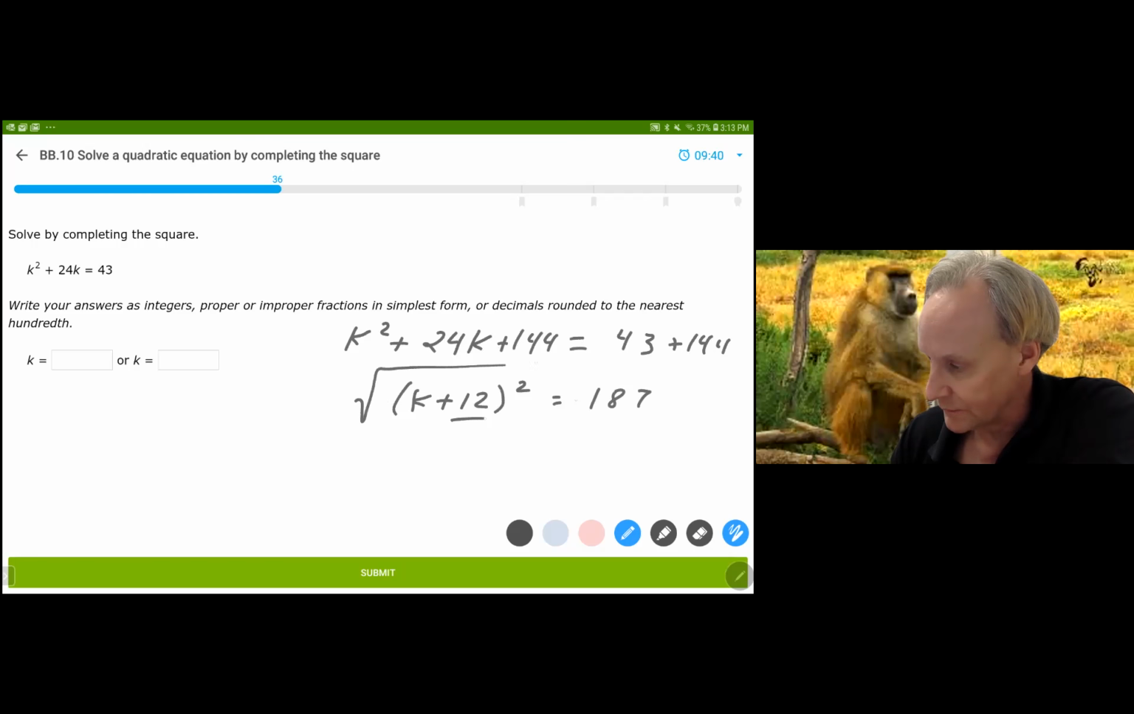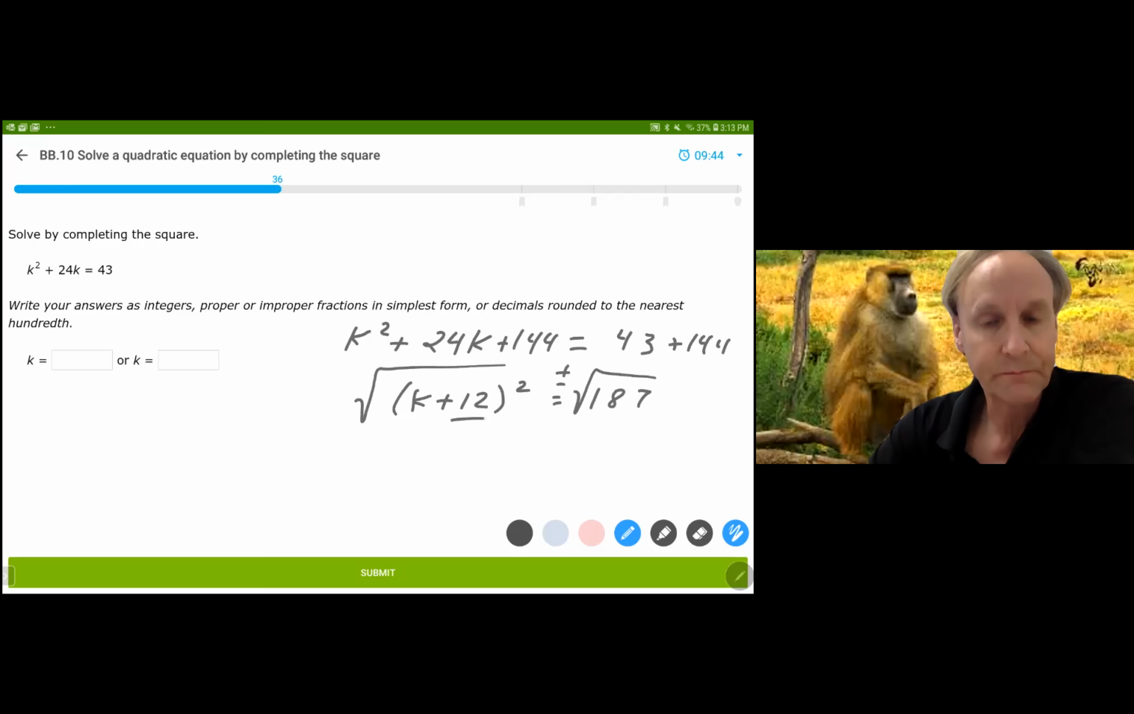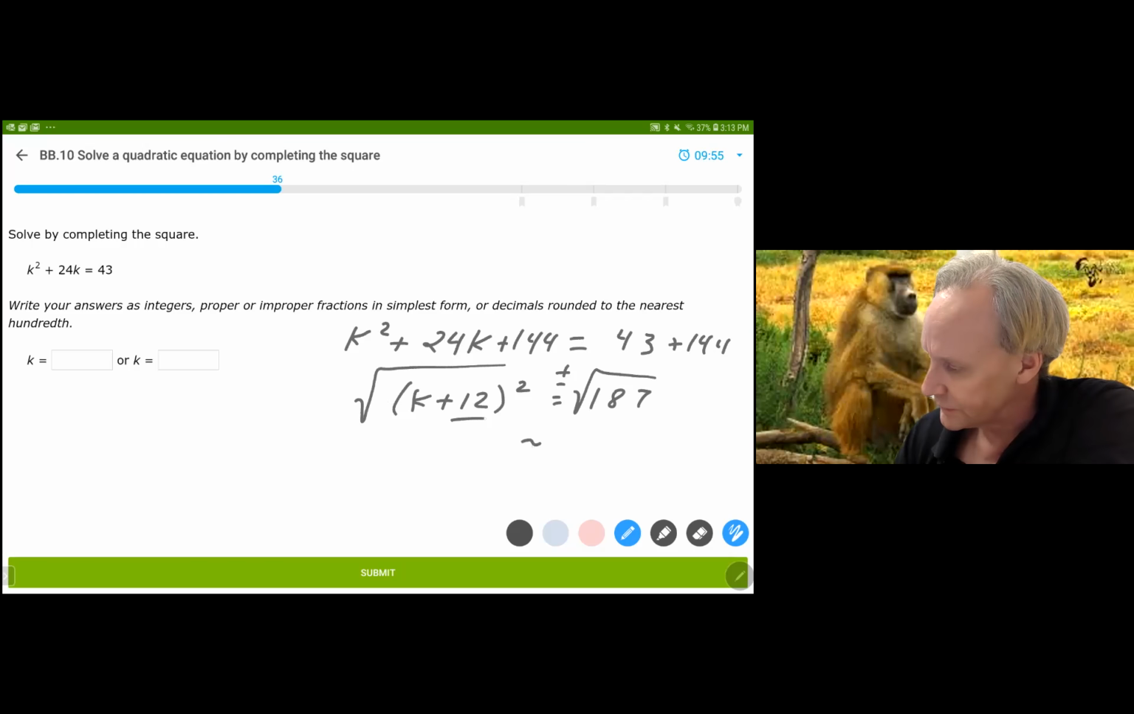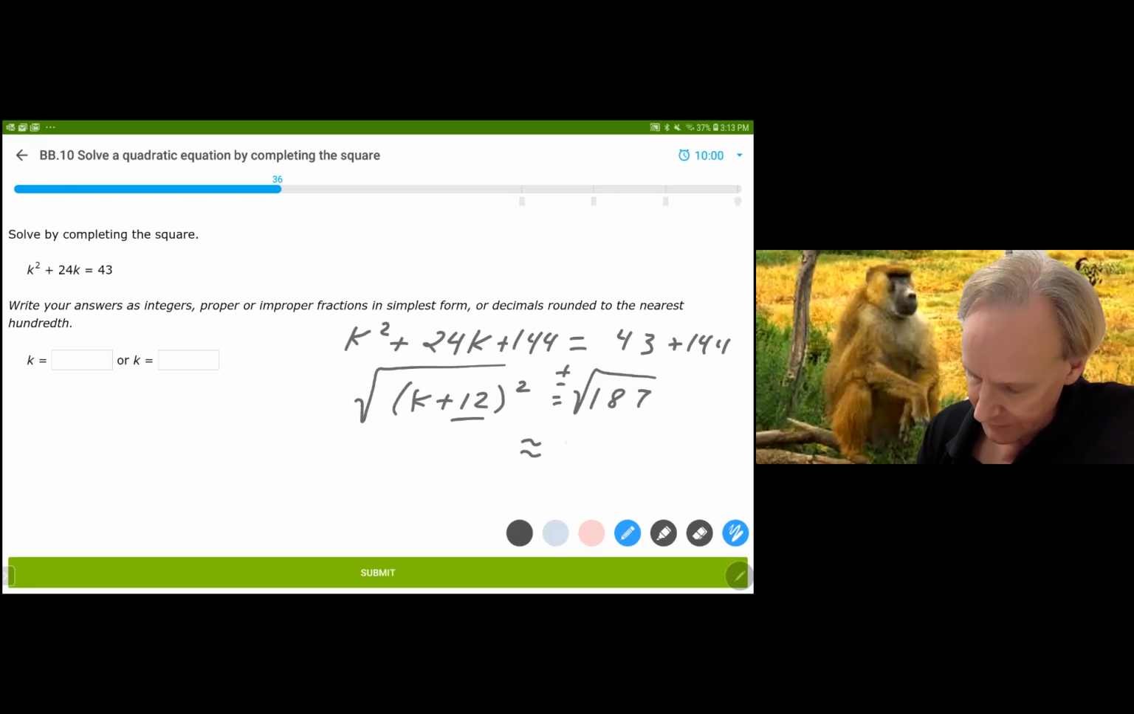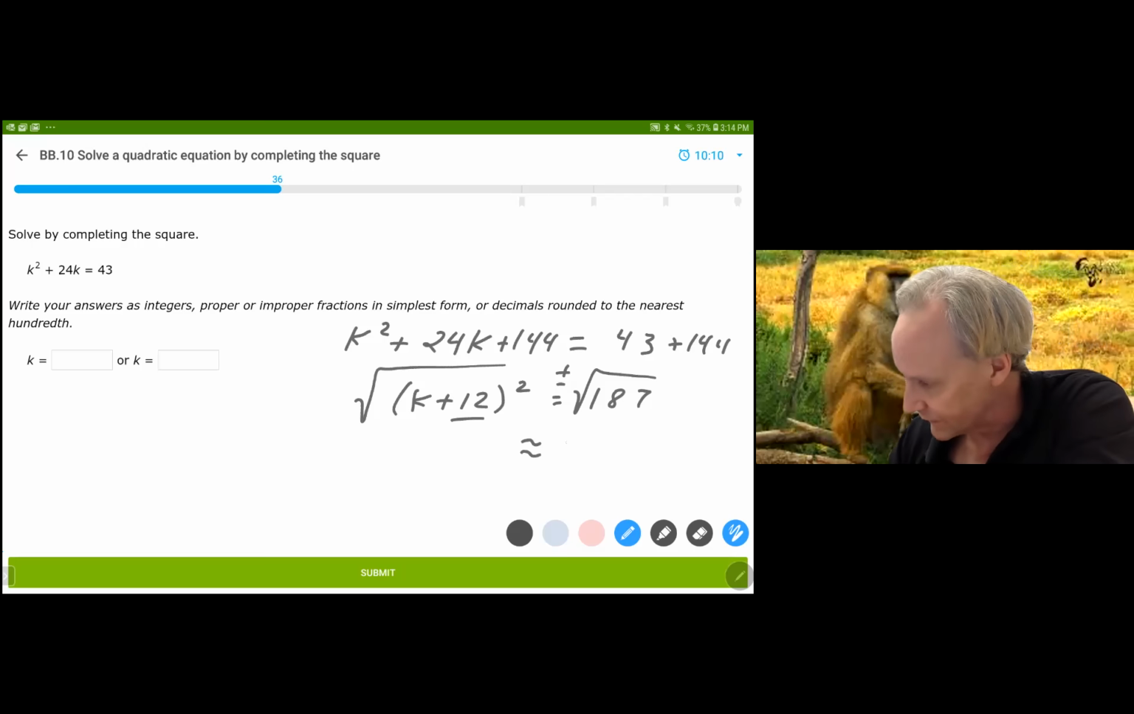And I'm going to take the square root of both sides. And remember, I want a positive or negative square root. The square root of 187 is between 169 and 196, so it's between 13 and 14, approximately 13.5. I'll get the approximate better with my calculator. 13, not 12, 13.67, sorry.